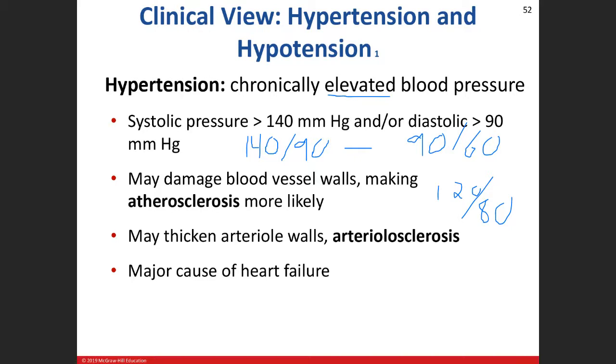Okay. And there's different grades for levels of hypertension. If it's 140 and above up to 159, you're grade 1. Then if you're 160 to 180, it's grade 2. And then above that, you're grade 3. And you're just a heart attack waiting to happen. Okay. If it's chronically elevated.